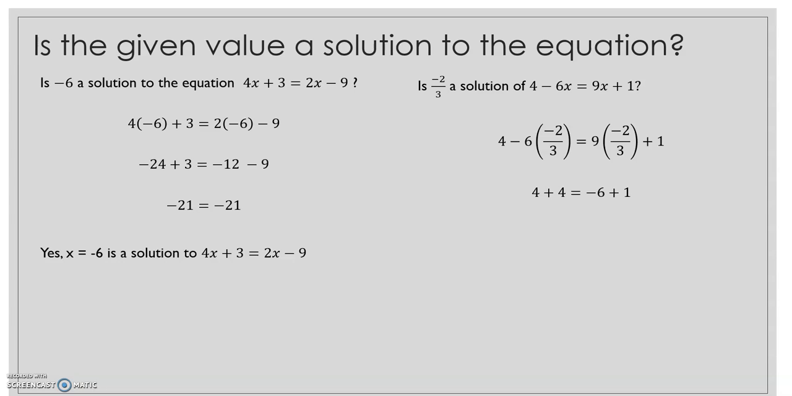Combining our values on both sides of the equation, we have 8 and we have -5. 8 does not equal -5. So no, x equals -2/3 is not a solution to 4 minus 6x equals 9x plus 1.